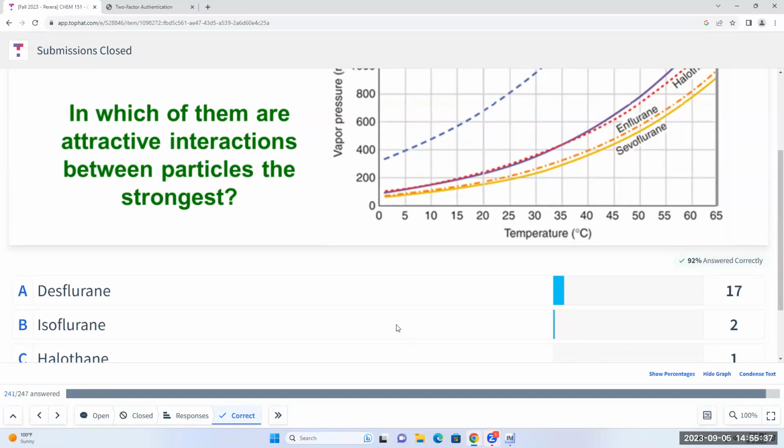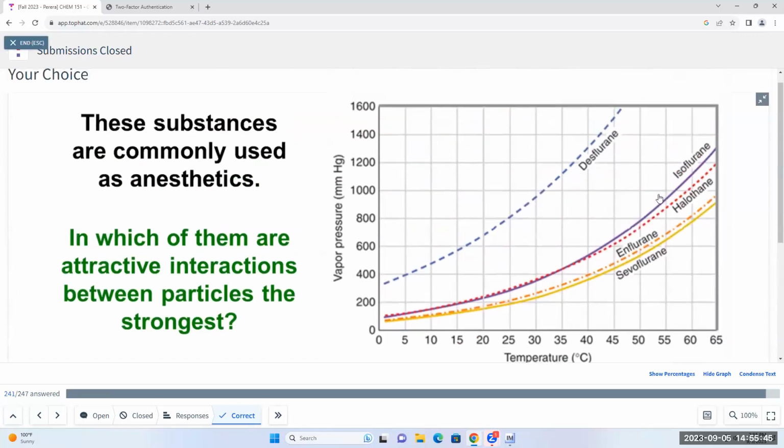All right. So again, just to make sure that we have our thinking straight here. Sevoflurane has the lowest vapor pressure. This is this curve over here, right? It has the lowest vapor pressure at any given temperature, meaning it has the hardest time to go from liquid to the gas phase. Why is that the case? Because you have the strongest attractive interactions between the sevoflurane particles. That's why it is harder for it to go from the liquid to the gas phase, and that's why its vapor pressure is lowest.